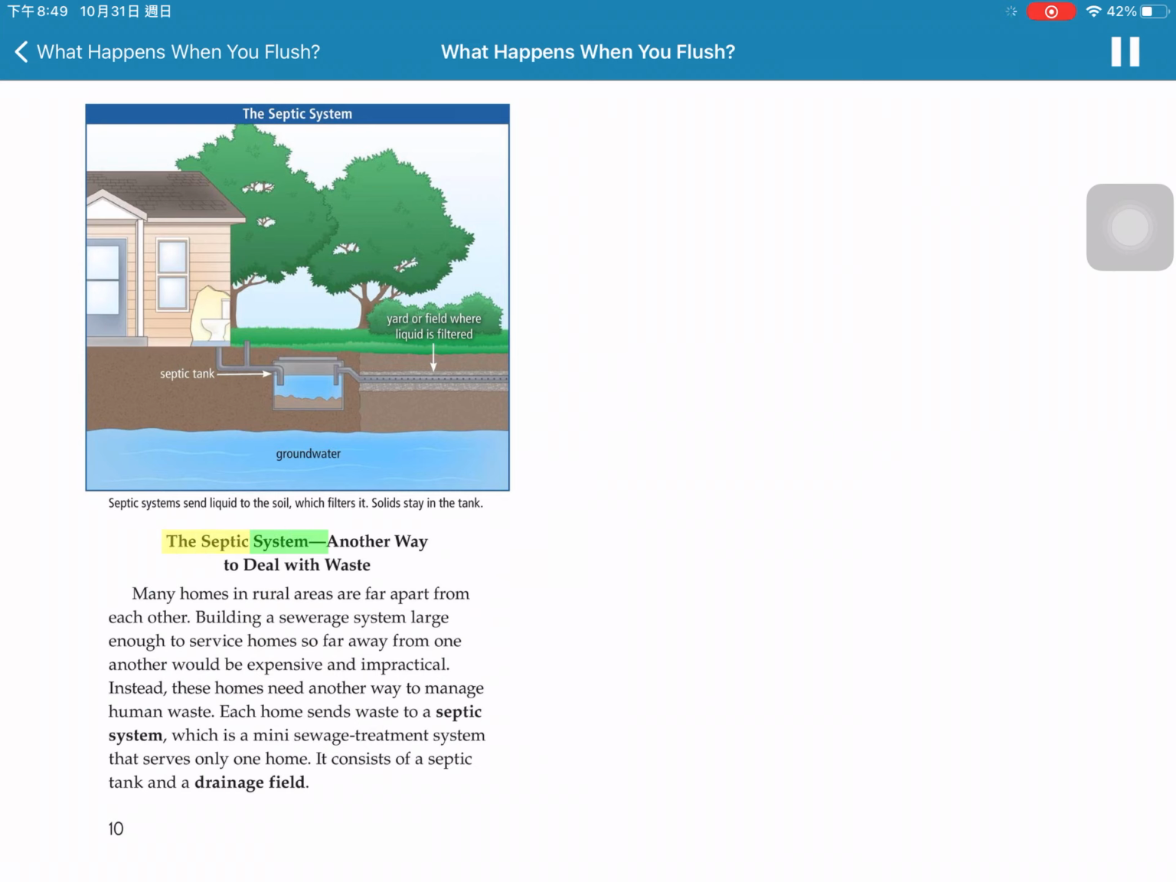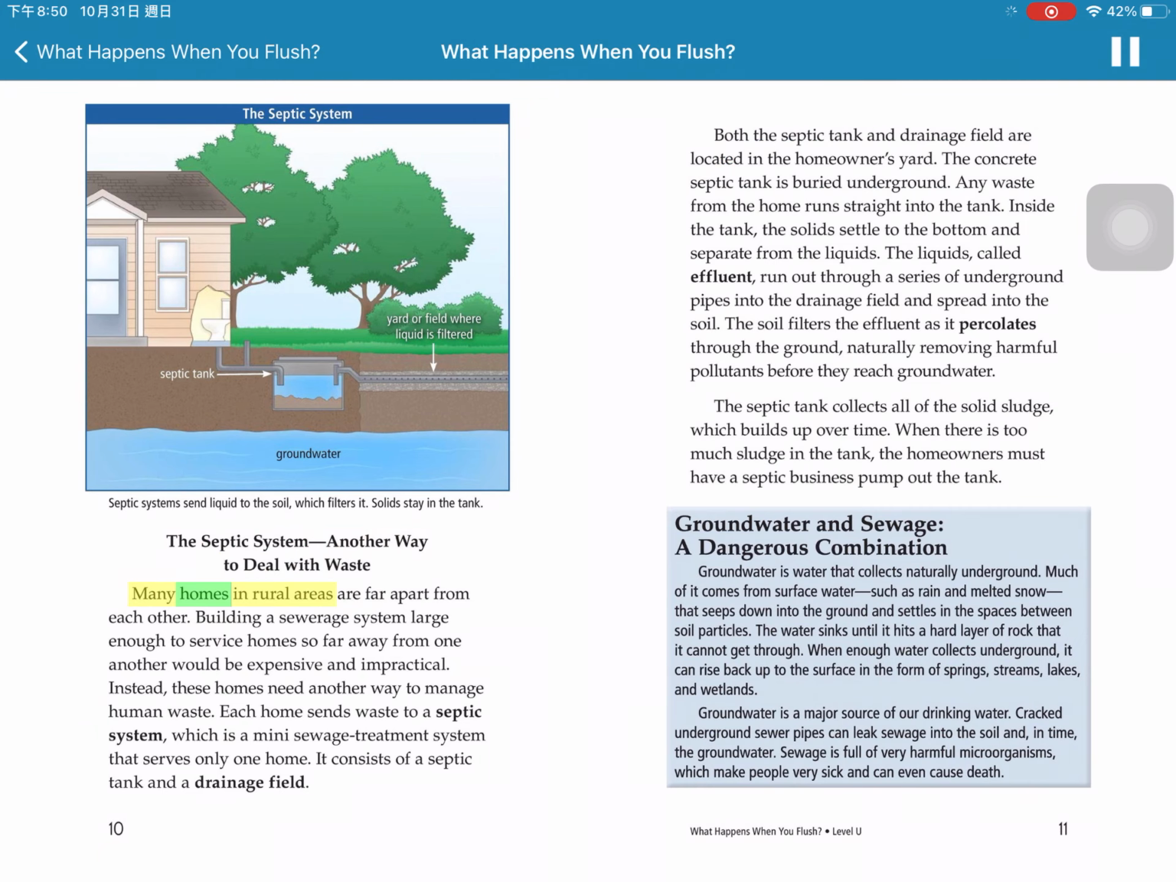The septic system, another way to deal with waste. Many homes in rural areas are far apart from each other. Building a sewerage system large enough to service homes so far away from one another would be expensive and impractical. Instead, these homes need another way to manage human waste. Each home sends waste to a septic system, which is a mini sewage treatment system that serves only one home. It consists of a septic tank and a drainage field.